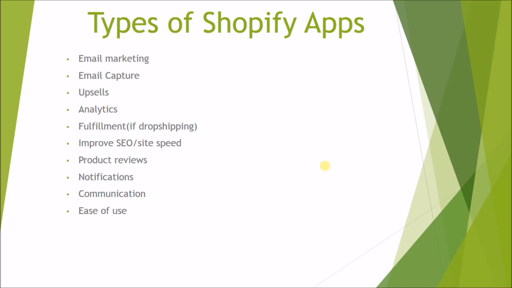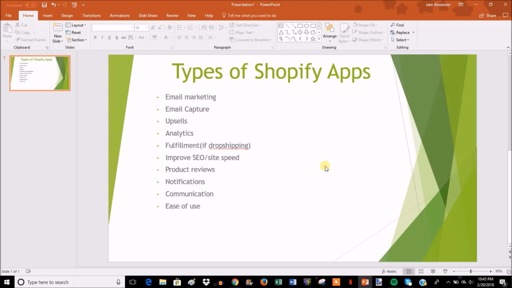And the next type of app is communication, so this is live chat and things like that. And then the last category of app is going to be ease of use. So these type of apps are just going to make your store easier to navigate and use as a customer. So with that being said, I just wanted to run through these quick types to give you a quick overview of the type of apps you're going to be using. Now we're going to go ahead and head over to Google Chrome and take a look at some actual apps that I'm going to recommend.